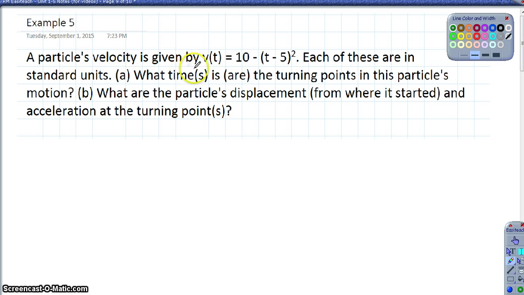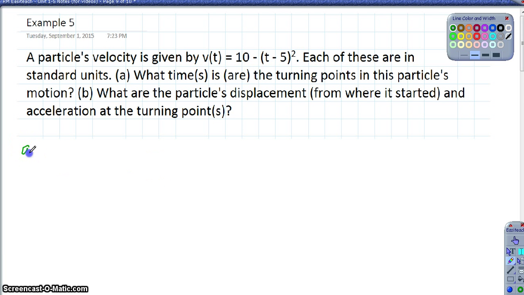Example 5, a particle's velocity is given by this function. Each of these are standard units. What time or times are the turning points in this particle's motion? And then B, what are the particle's displacement from where it started and acceleration at the turning points?